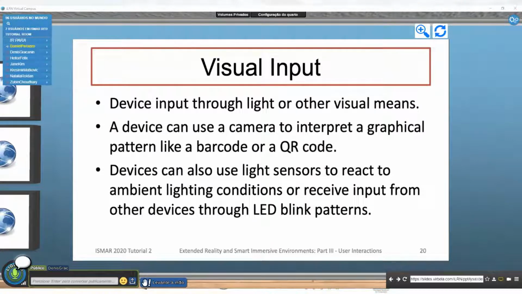So how about visual input? We can use various light sensors to react to ambient lighting conditions, using some blink patterns, using QR codes or barcodes, or perhaps some general markers, like in earlier use of augmented reality. That may require some additional computer vision processing, but it can also be quite efficient in certain situations.